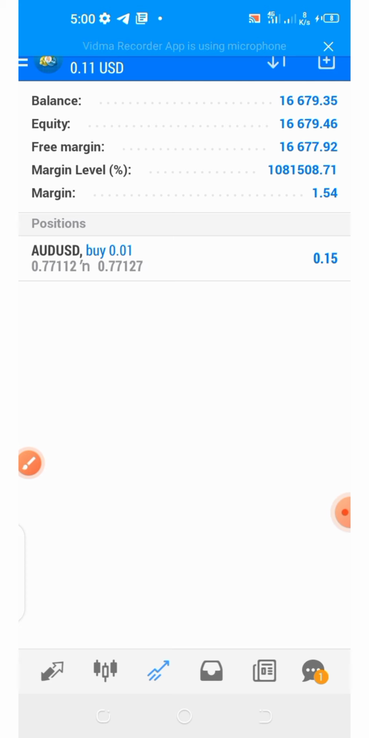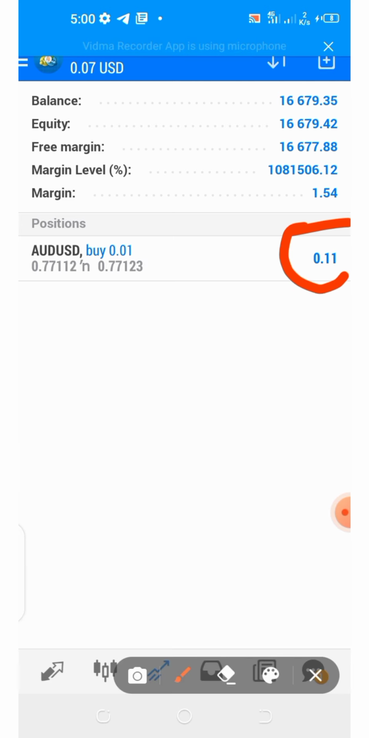This is AUD USD, and you just placed this trade. It was in negative, but look at it now, it's in positive, positive 0.08 dollar, and this is the lot size we used. So this 0.08 dollar, how many pips? We'll get to that. If you don't understand what a pip is, go back to the previous video and watch. Now, when you place a trade, it appears here.